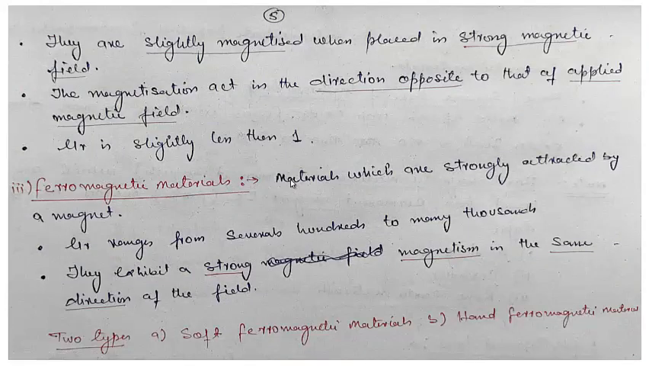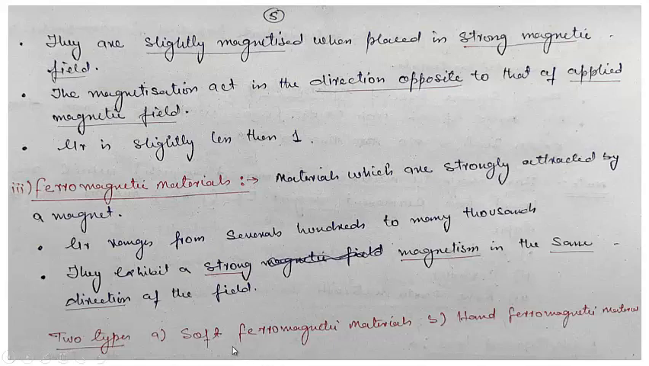And the practical value of the current, or we can say the number of turns, is not so much. We cannot make it complete. The third is the ferromagnetic material, which is strongly attracted by the magnet. For them, μr ranges from several hundreds to many thousands. Usually, I have shown you earlier the range of 1000 to 6 or 7000. They exhibit strong magnetism in the same direction as the field. Whenever the magnetization is done, their dipole moments orient or align themselves in the magnetic field so that they form a strong magnetism.